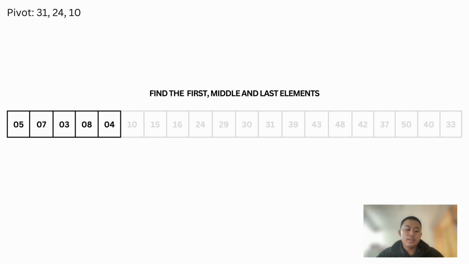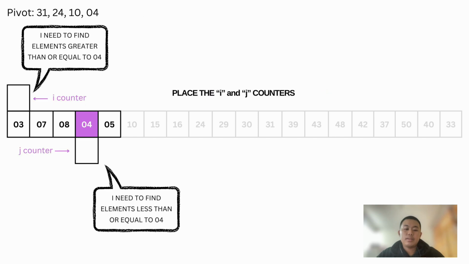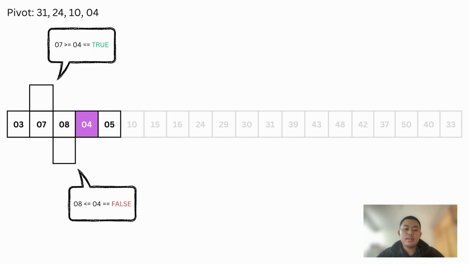Again, quicksort the array by finding the first, middle, and last elements and then sort them. Then swap the middle element with the second to the last element. And then set it as the pivot. Then place the counters. Then swap the elements until they cross.